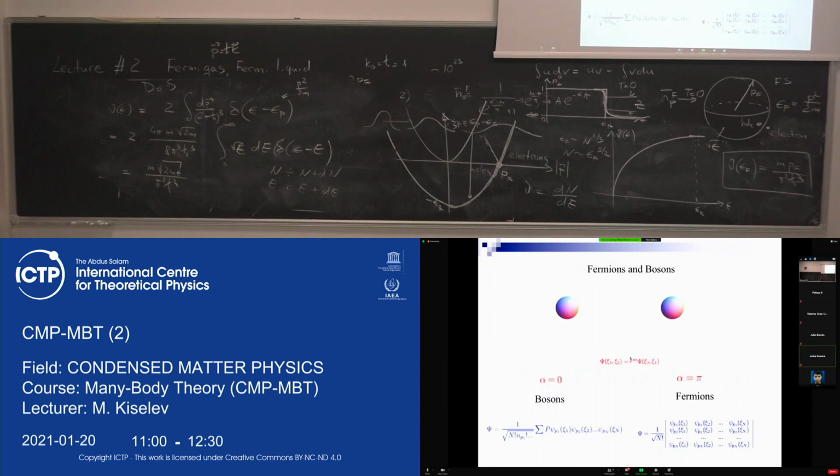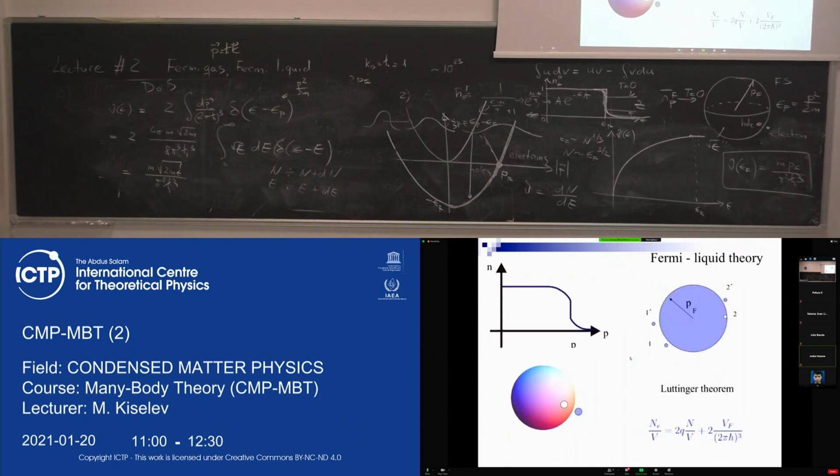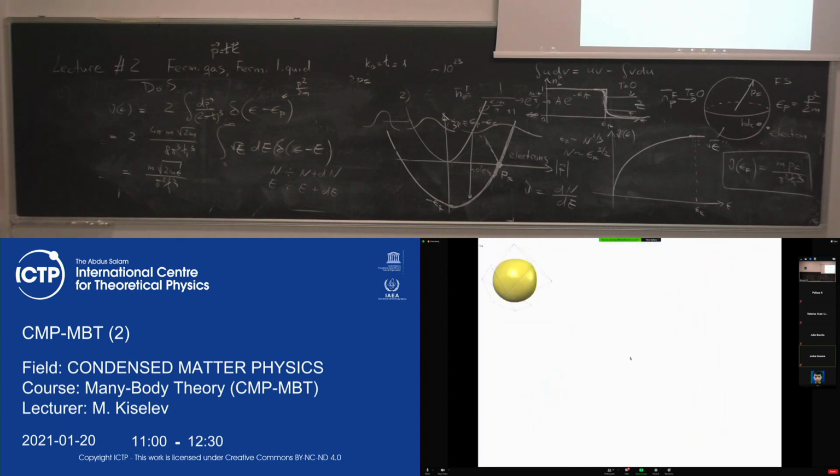So, this is what I said. We have fermions and the wave function is antisymmetric. This is how, for an ideal Fermi gas, we get the distribution function. These are excitations. For the Lagrange theorem, I will probably postpone it until the end of the lecture.